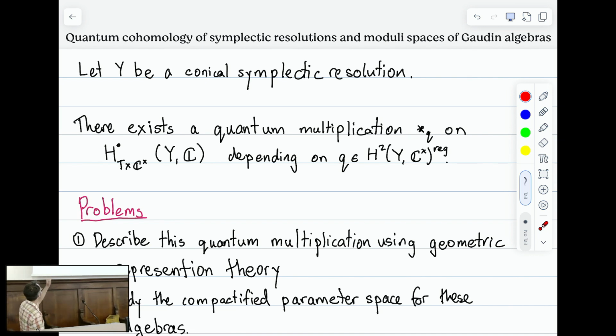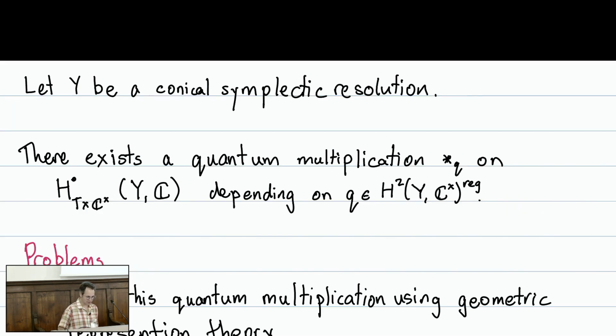So the title of my talk is Quantum Cohomology of Symplectic Resolutions and Moduli Spaces of Gaudin Algebras, some slight modification. So I think I'm the only one... I spoke at this previous iteration of this summer school 4 years ago in Paris, and I seem to be the only one of the speakers who was there 4 years ago, so maybe I didn't do a very good job, so now I'm supposed to make amends by trying harder the second time.